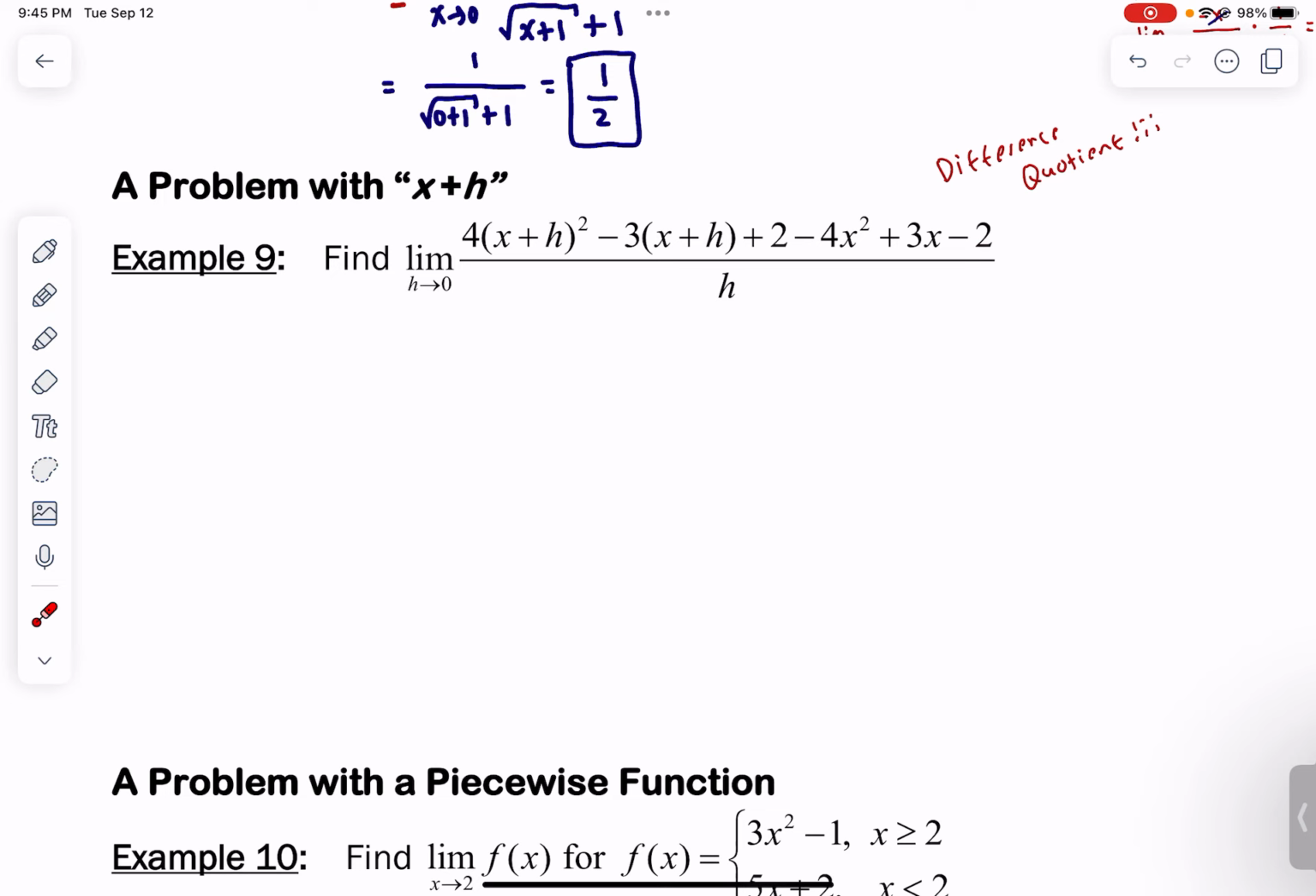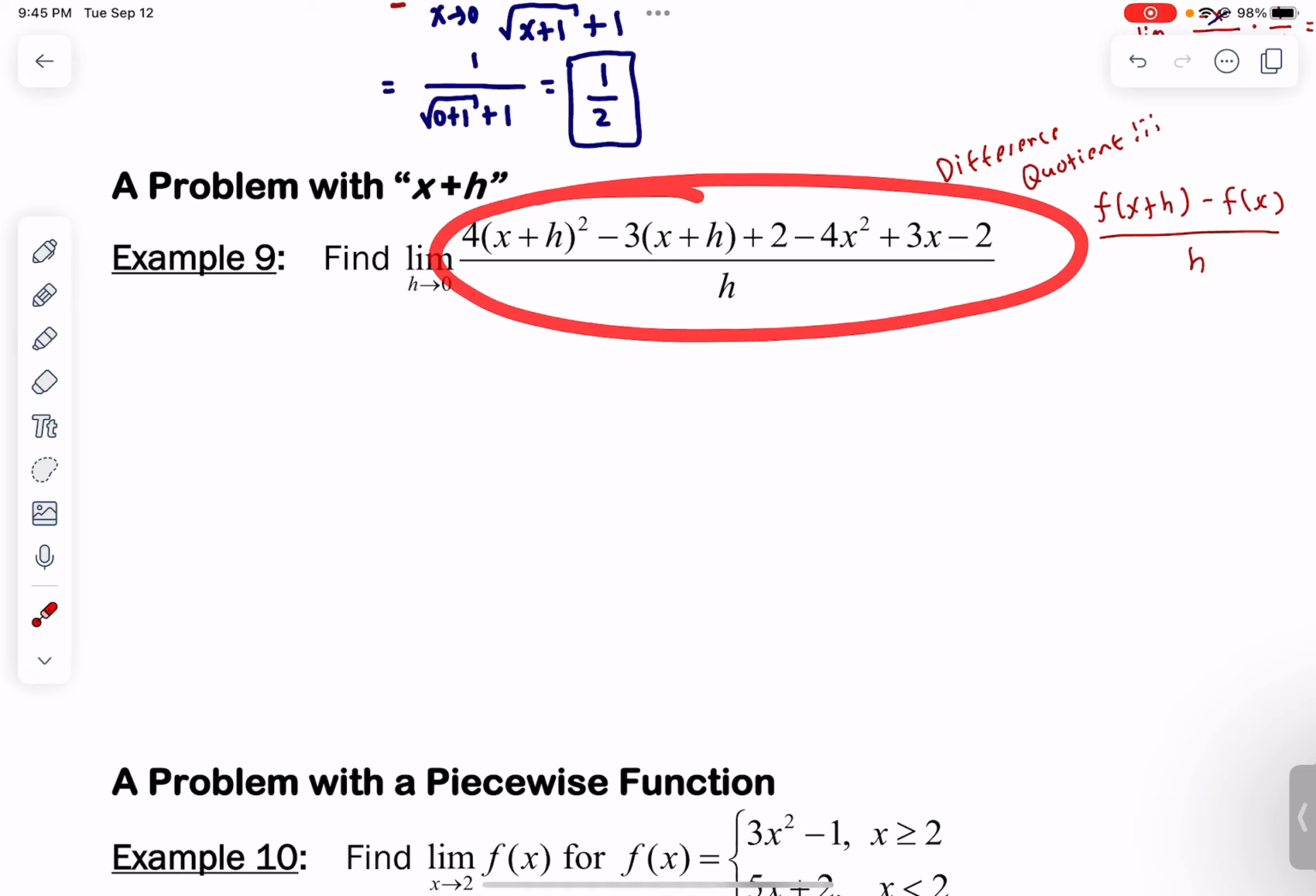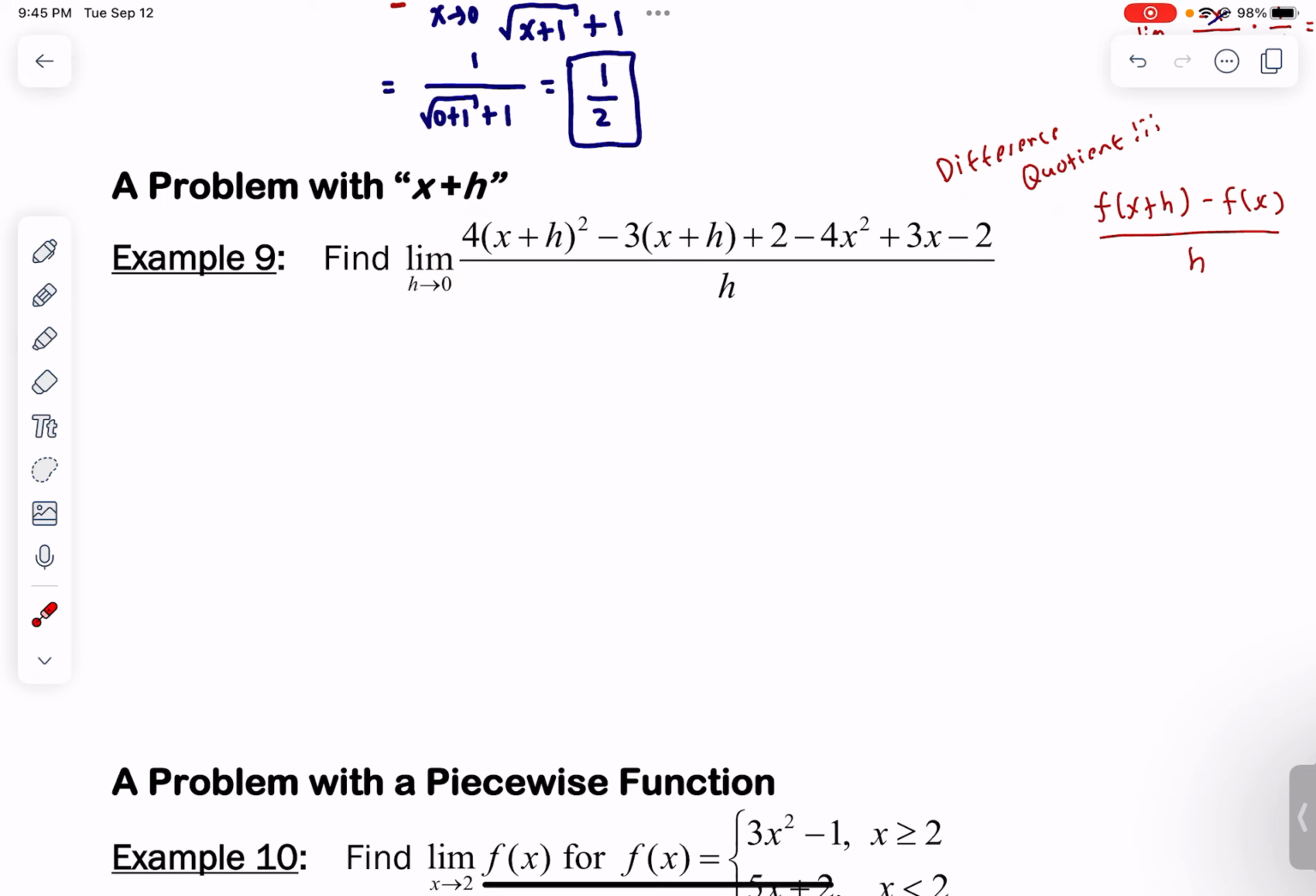So what they did here is that they plugged in and they found f of x plus h. They subtracted it from f of x, and they put it all over h. So they already did that here. So let's go ahead and solve this problem.